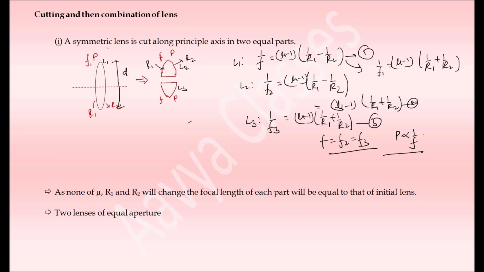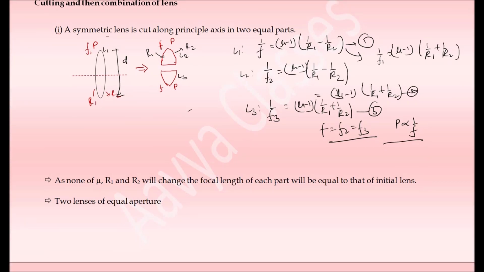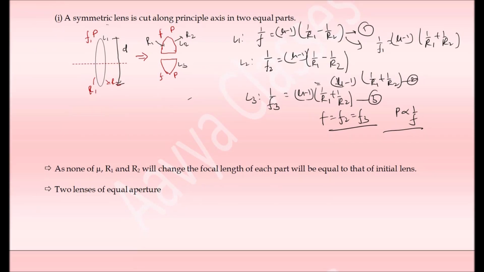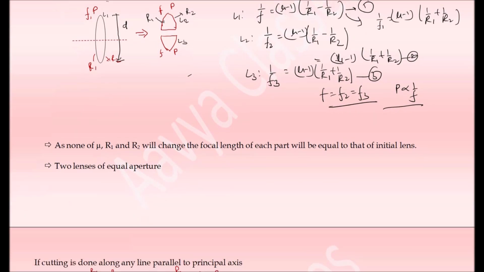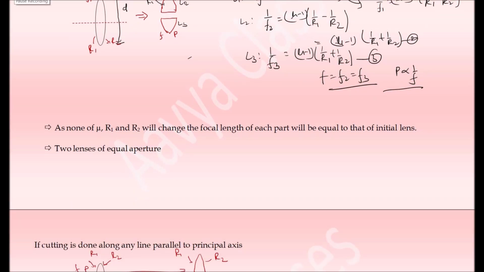So clearly, when we cut a lens symmetrically along the principal axis into two equal parts, then the focal length will remain same, power will remain same. However, the aperture reduces, and because of that, the intensity of image reduces.